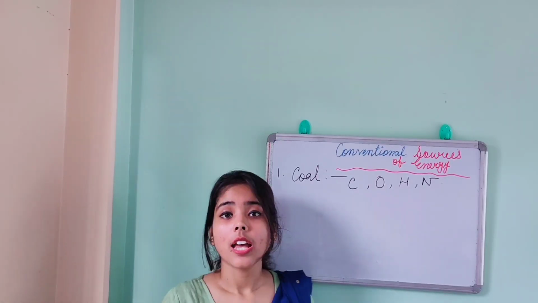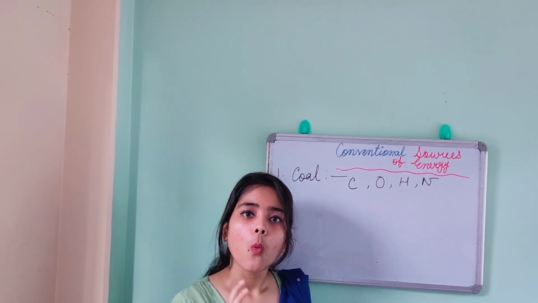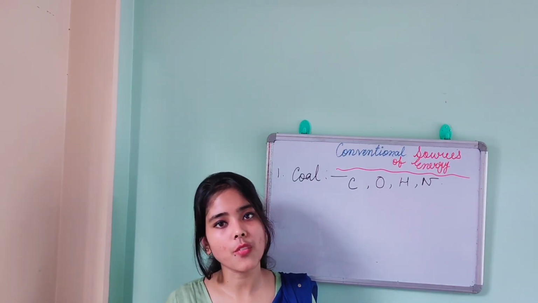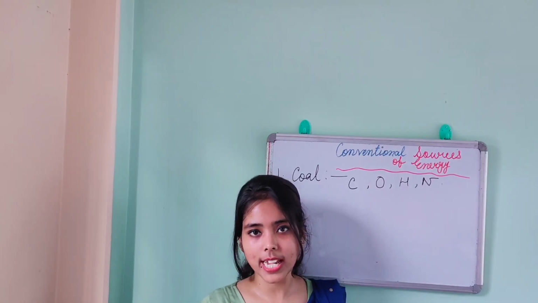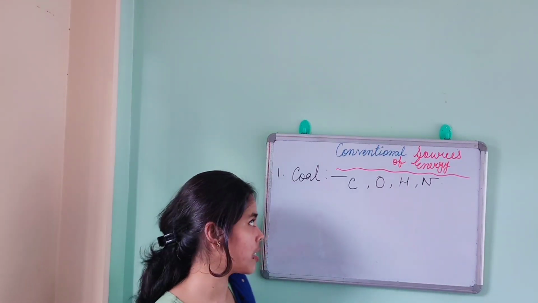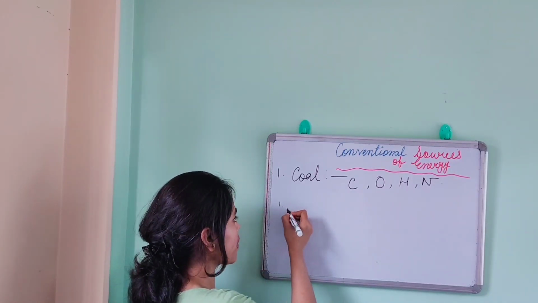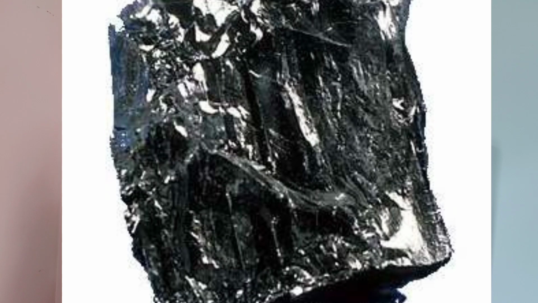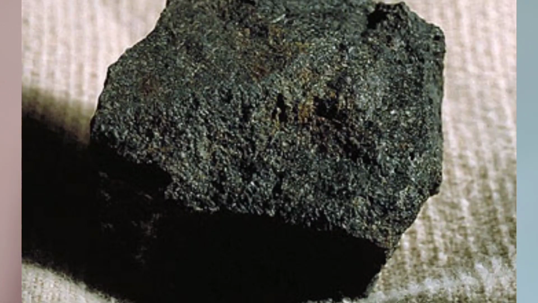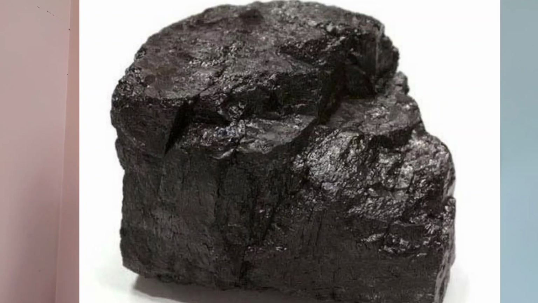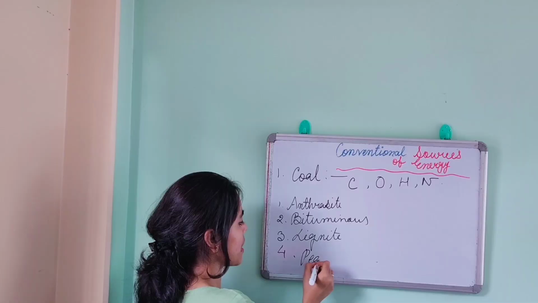Now, the next point is, what is the basic classification of coals? On the basis of volatile matter, carbon and moisture, you can classify coal into 4 broad categories. Number 1, it is anthracite. Number 2, it is bituminous. Number 3, it is lignite. And last but not the least, it is peat.